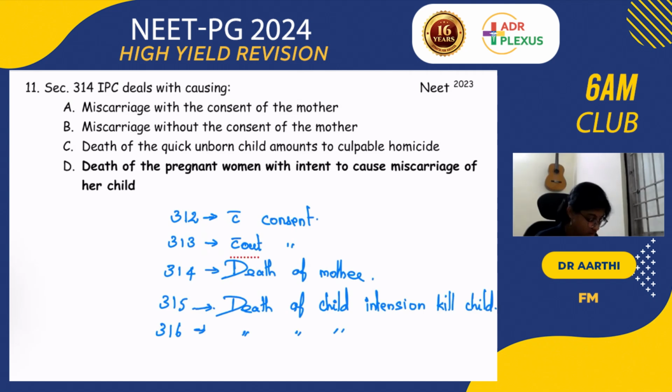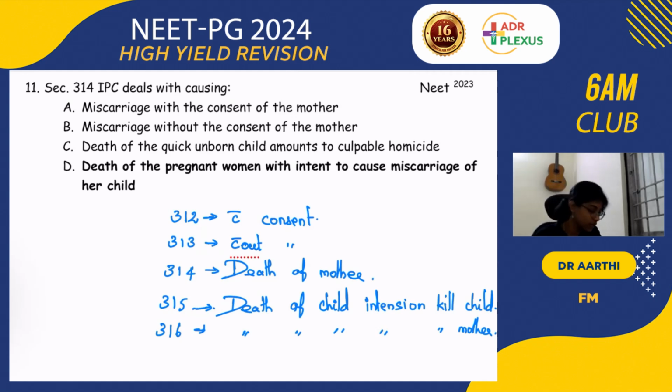In 316, the intention becomes to kill the mother. So 312 to 316 deals with it. Again, a completely recall based question, not a very encouraged question, but unfortunately sometimes these kinds of questions do come in. Okay. Ma'am, IPC for fake death certificate.